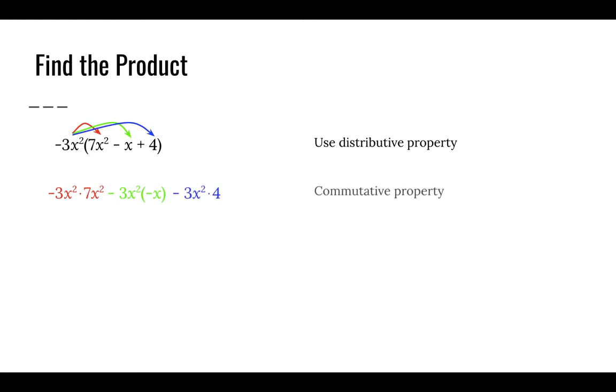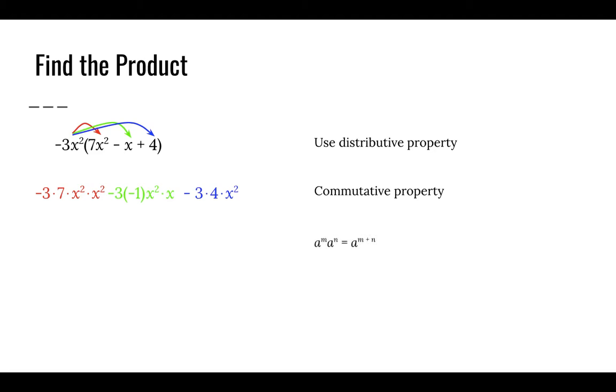Other properties that we have learned in the past is the commutative property. And what the commutative property stated was that order doesn't matter when you multiply. Which is nice here, so I can take what I have in each of my products, in red, what I have in green, and what I have in blue, and I can reorder them up with my variables and my numbers. So I'm going to reorder these. Negative 3 times 7 times x squared times x squared. In green will turn into negative 3 times negative 1 times x squared times x. And then in blue, negative 3 times 4 times x squared.